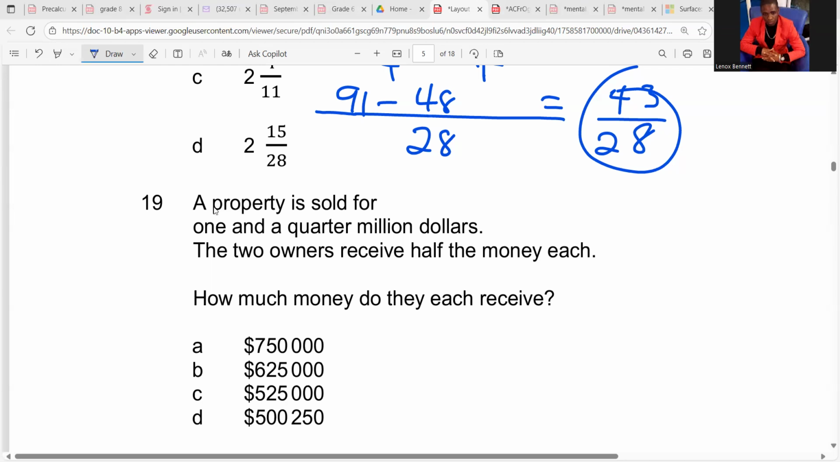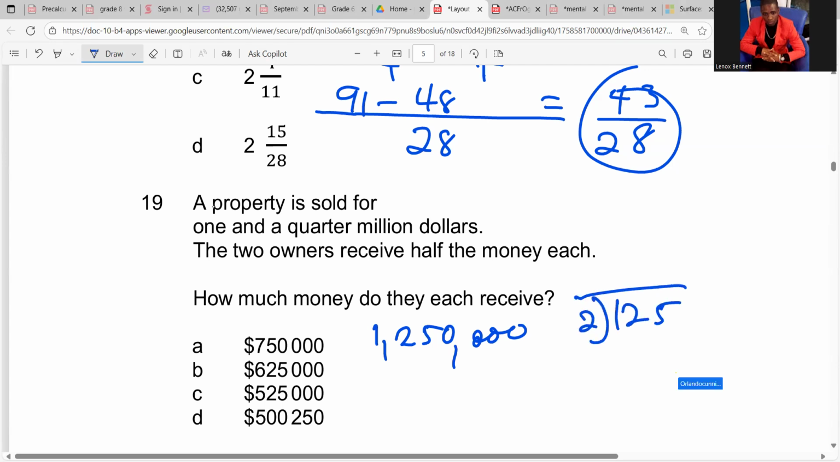So basically, guys, we know that 1 1/4 million means 1,250,000, right? We don't necessarily have to write out all of those zeros. We can simply divide it by 2, and then we have an idea. 2 into 1, you can't. 2 into 12, 6.